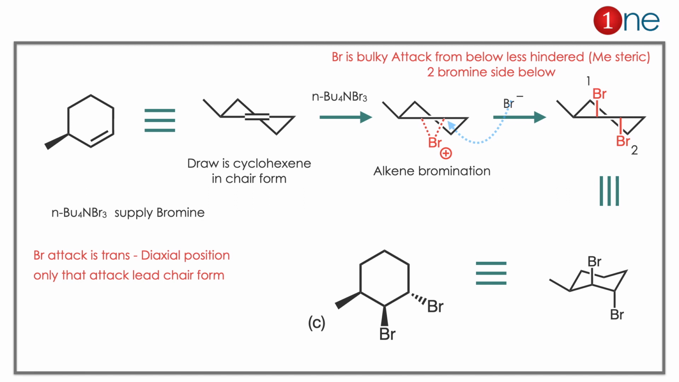So only the two side is very possible. So bromide attacks at two. Here the attack is always in the diaxial position, because that is the position that leads to the chair form. Others lead to forms different from the chair, so they will be very unstable. So if you redraw nicely, you have the answer C. The two bromines are trans to each other. The first bromine is syn to methyl.